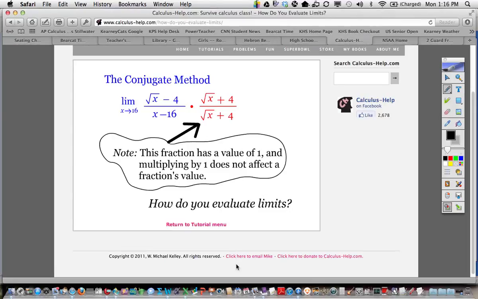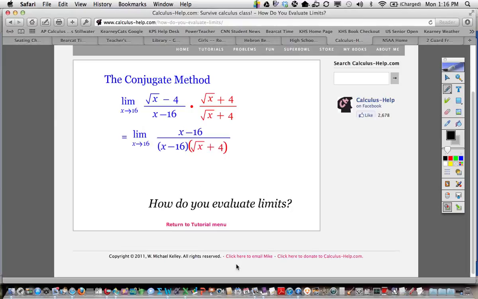Now, the magic of this is that as you multiply out, the numerator will actually become x minus 16. You don't want to multiply the denominator out. Leave them as separate factors. Since I have x minus 16 in both the numerator and denominator, I can cancel them, just like I canceled like terms in the factoring method, and I'm left with the limit as x approaches 16 of 1 divided by the square root of x plus 4.